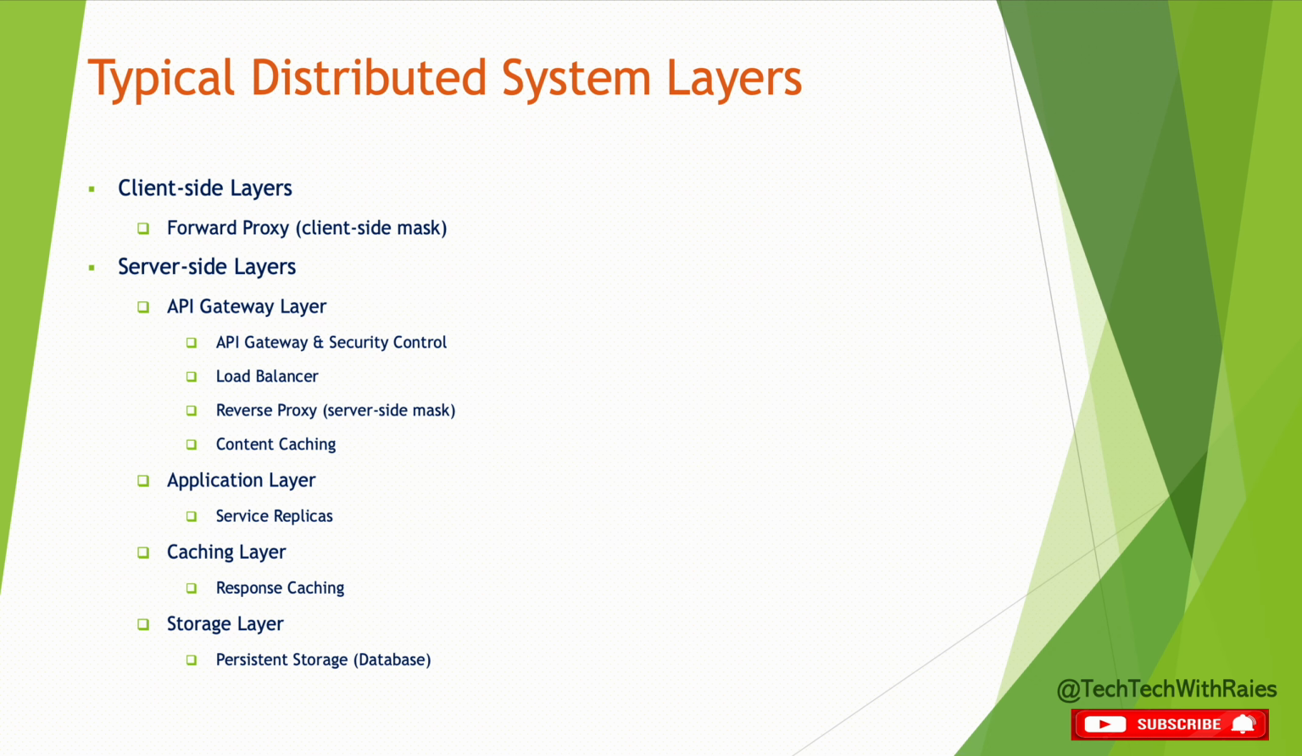Let me summarize all the different layers of the distributed system from the previous slide. We can see there are 2 parties: one is the client side party, another is the server side party. At the client side, there is a forward proxy, which also acts as a client side security mask. At the server side, there are 4 layers: API gateway layer, application layer, caching layer, and storage layer. At the API gateway layer, there are 4 major functionalities: API gateway and security control, load balancer, reverse proxy, which also acts as a server side security mask, and content caching.